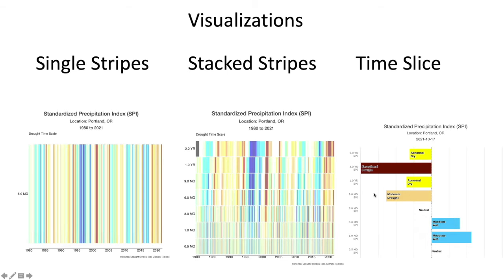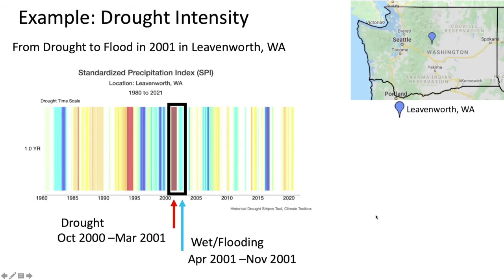And then you can also generate a bar chart as a time slice just down the center of the stripes, a time slice to see how the current conditions, or the conditions on a specific date, decompose into the different time scales. And these visuals can be used to understand a location's drought intensity, duration, and frequency.